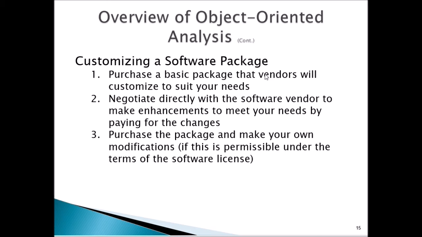Let's now go over customizing a software package. You purchase a basic package that vendors will customize to suit your needs. You negotiate directly with the software vendor to make enhancements to meet your needs by paying for the changes. Or you purchase the package and make your own modifications if it's permissible under the software license. These are the three different ways that software customization can be taken care of. In most cases, I think you make your own modifications, and oftentimes these software vendors will have their own proprietary APIs.